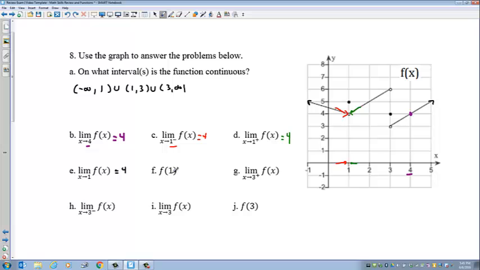Now this one's just evaluating the function at a point. So f of 1 is equal to what? Well, when you plug in 1, you get out the number 5. So this is an example where the limit exists, but it's not equal to the actual value.